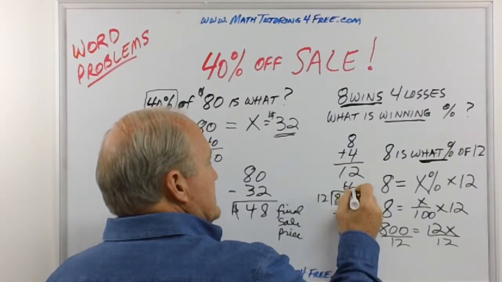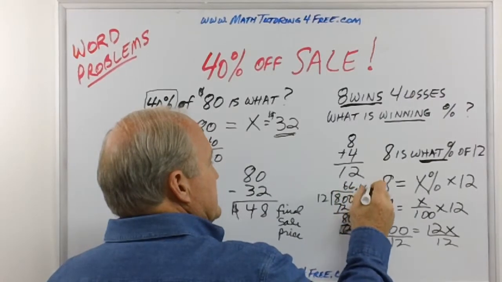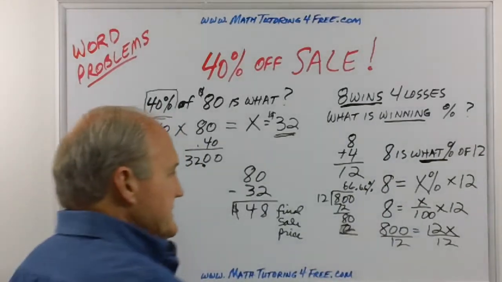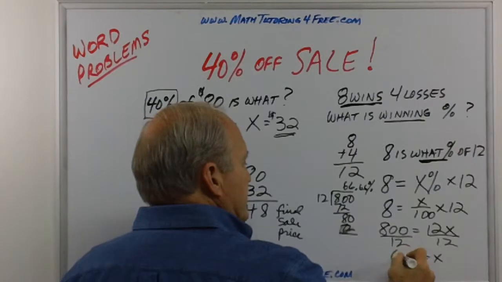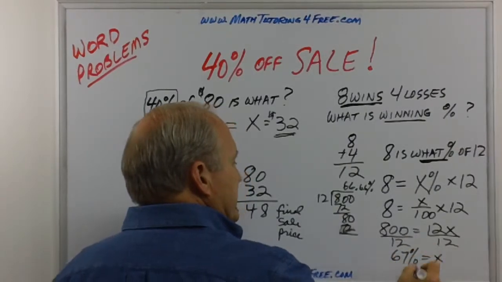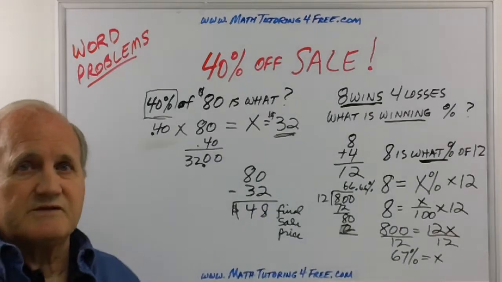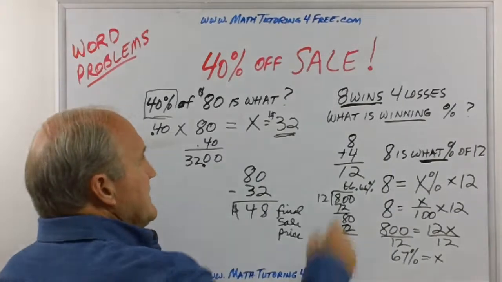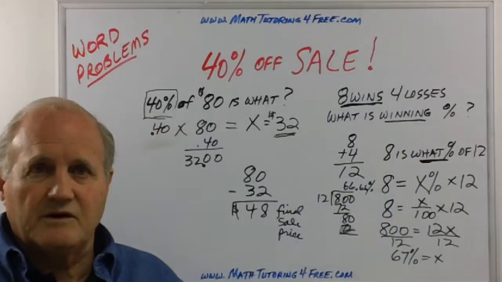72. So this is going to go 66.66%, isn't it? So x in this case is 67. We round it off to the nearest 67%. Hopefully we know 67% is 2/3. Did they win 2/3 of their games? Yes. 8 is 2/3 of 12.